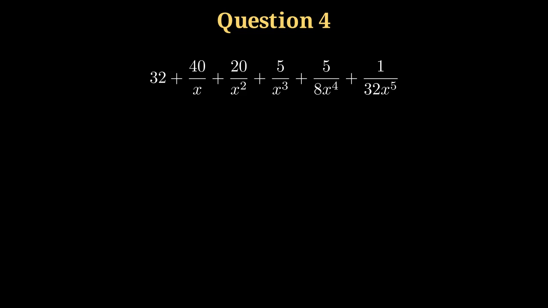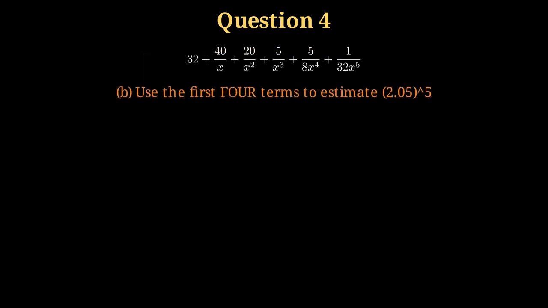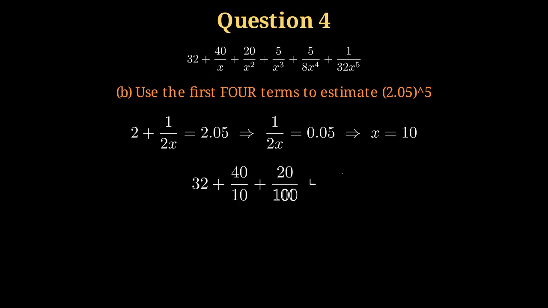That completes part A. In part B, we use the first 4 terms of this expansion to estimate 2.05 raised to the power 5. The trick is to choose x so that 2 + 1/(2x) equals 2.05. That means 1/(2x) is 0.05, so 2x is 20, and x equals 10. Now substitute x equals 10 into the first 4 terms.